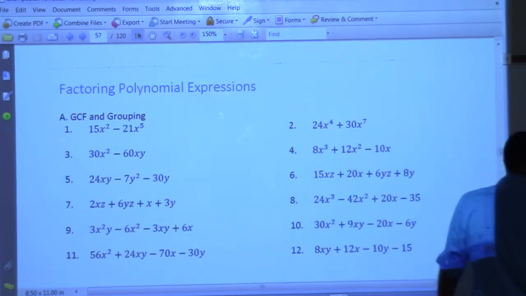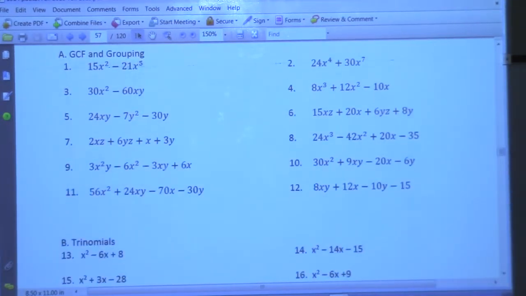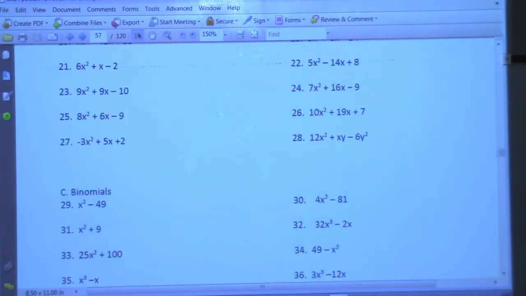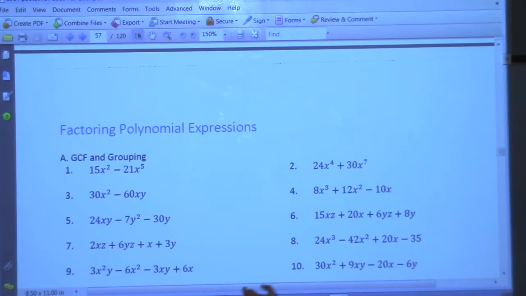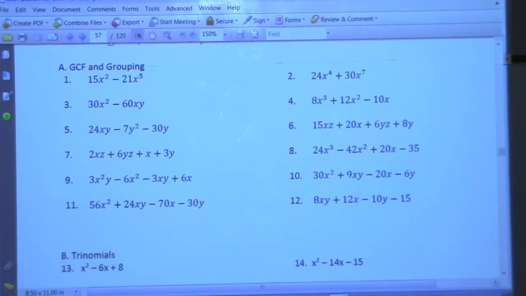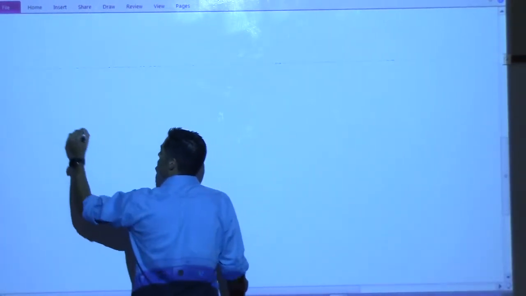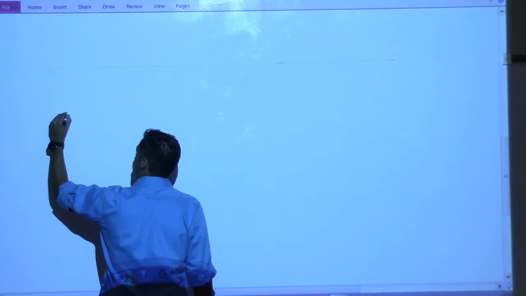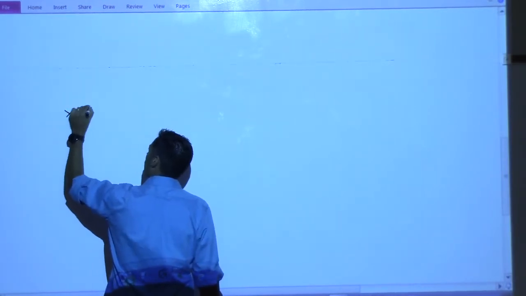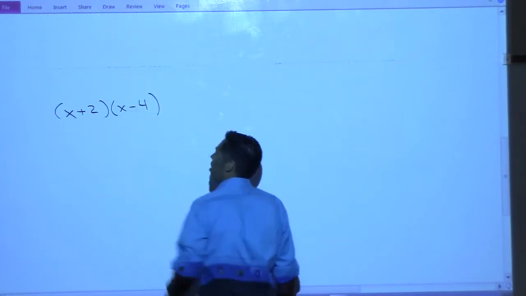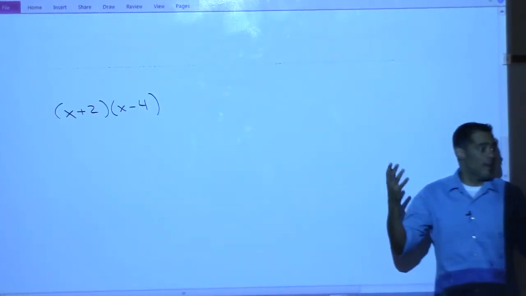We're going to talk about factoring by grouping, factoring GCF, trinomial. So there are different things we're going to look at here. But I want to start with just what is the general idea of factoring. Okay, so let's say we have this expression here, and I ask you to multiply that out, to expand it.